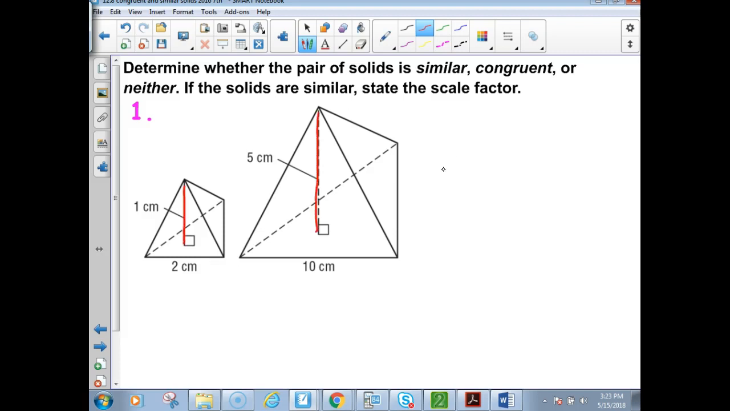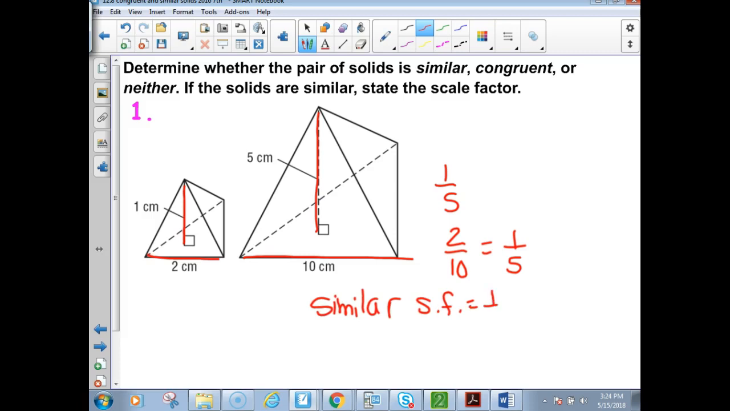All right, we got ratio of the heights. There's 1 to 5. And what's the ratio of those base lengths? That's 2 to 10, and that reduces to 1/5. So they are similar. And the scale factor, SF, is 1/5.